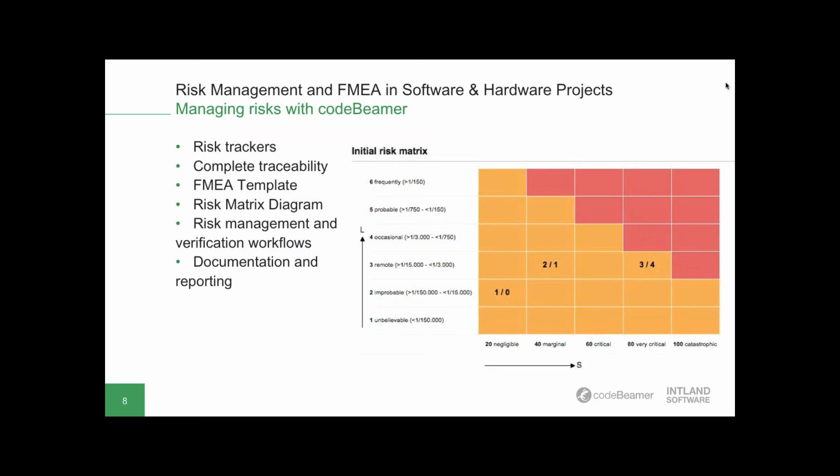So codeBeamer also lets you specify and automate complex workflows to manage your risks, and these allow you to set up the automatic creation of risk trackers if certain conditions are met. Once again, a simple example: if a requirement is given a high risk rating, if it's considered a high risk requirement, then you can configure codeBeamer to automatically create a risk item for this and link it to the initial requirement. So as soon as a requirement gets a high risk rating, you also have a risk item. Therefore, the chance of human error is significantly decreased.